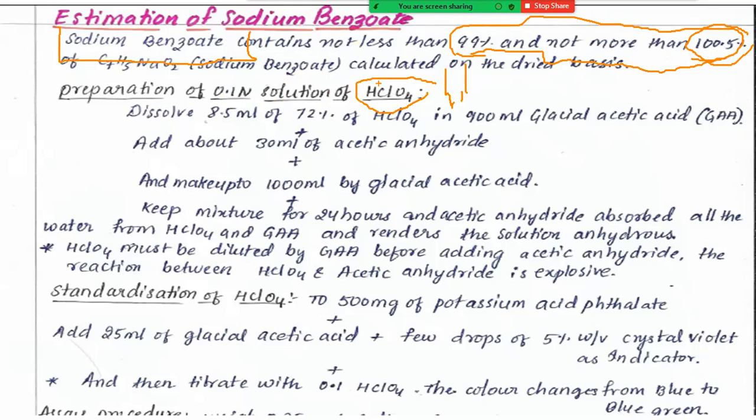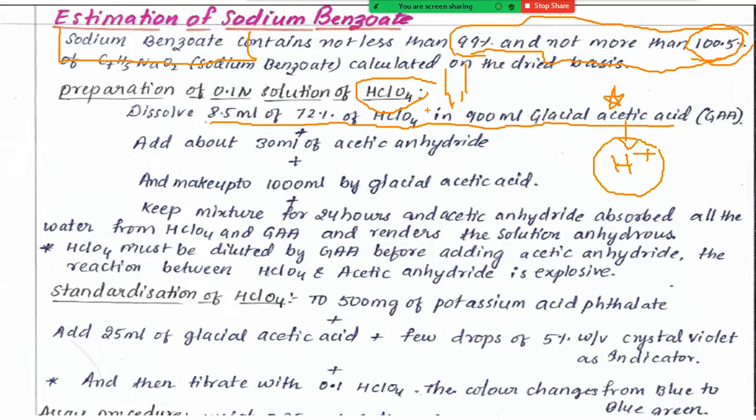So perchloric acid is prepared by this procedure. Take 8.5 ml of 72% perchloric acid, which is dissolved in glacial acetic acid, right? So this is an important point. Here we are using glacial acetic acid, which is called a protogenic solvent. We have already learned the different types of solvents used in non-aqueous titration. Here this glacial acetic acid will be providing H+ ions, right? So this is a non-aqueous solvent.